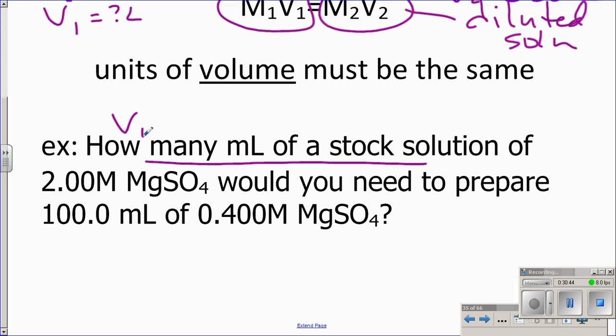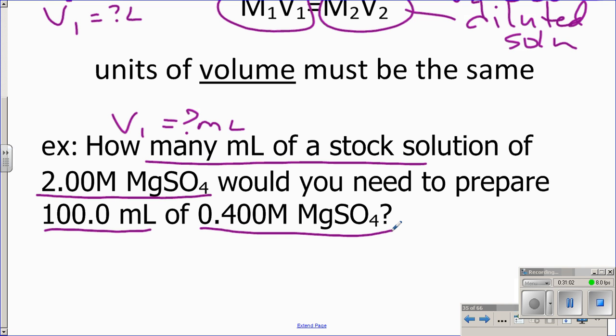V1, the stock solution, I'm going to assign this to be V1. And I'm asking for the milliliters of 2.00 molar magnesium sulfate you would need to prepare 100 milliliters of 0.4 molar magnesium sulfate. So if I give you two numbers as a group, they go together. They're the scenario that goes together.